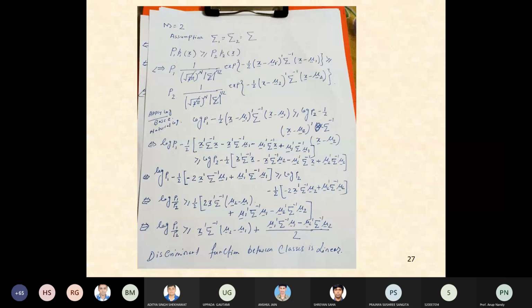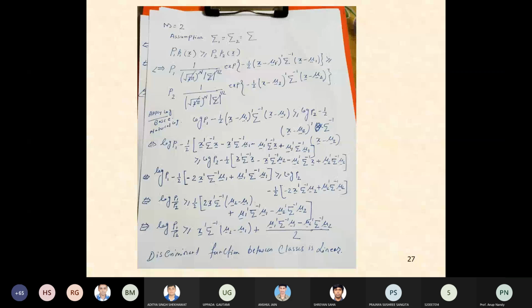Okay, now here we have one assumption, sigma 1 is equal to sigma 2 is equal to sigma. Now this quadratic term has vanished. If it has vanished, then the log of P1 over P2 is a constant term. Sigma inverse mu1, mu1 transpose sigma inverse mu1, you can compute it, so it is a constant. Minus mu2 transpose sigma inverse mu2, divided by 2, is also a constant term. You can easily compute mu1 minus mu2, and you can also compute this sigma inverse. So all of these are constant terms.